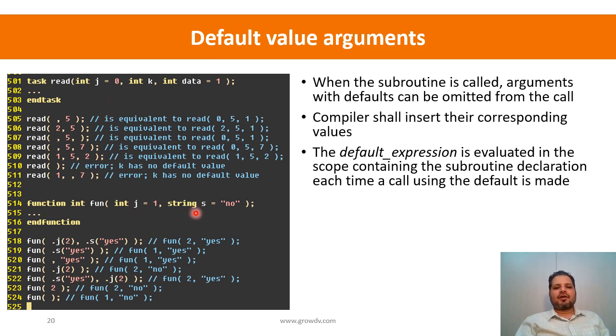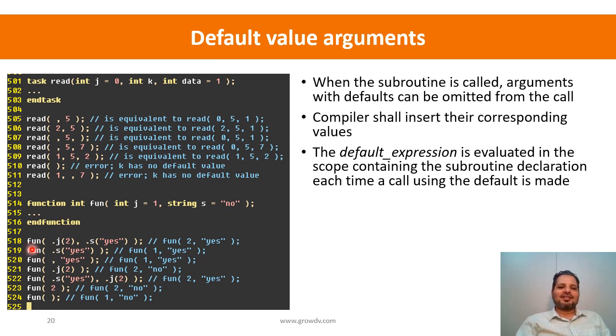So let's take, for example, a function. This way of doing the position based argument and name based argument is applicable for both tasks and functions. So here I have a function, the return type is int, and the name of the function is fun. Then I'm saying int j equal to 1. So the default value of the argument is 1, and string s also has a default value of argument no. So there's no fun.